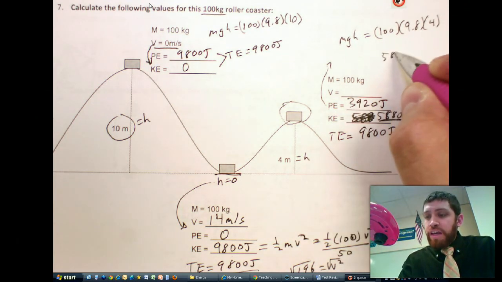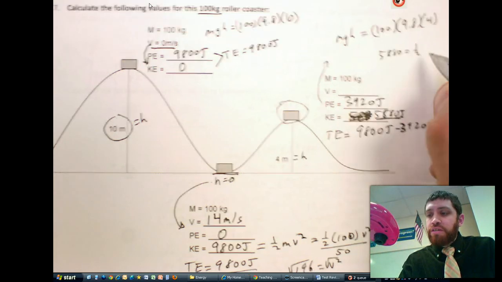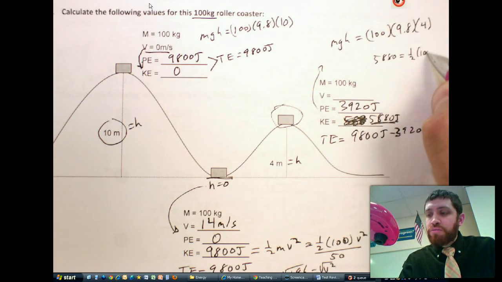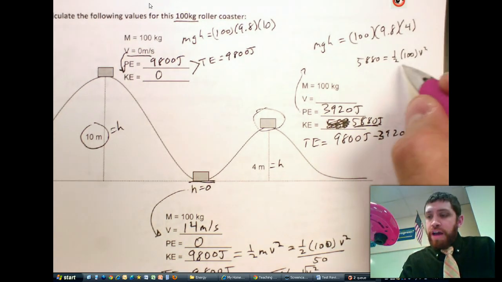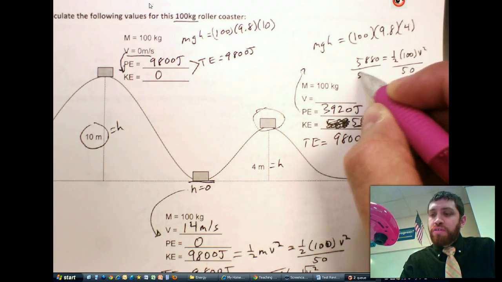All right, and now that we have this, we can find our velocity from the kinetic energy. Because 5,880 is the kinetic energy, and that has to equal 1/2 times the mass, which is 100, times v squared. Half of 100 is 50. Divide both sides by 50.